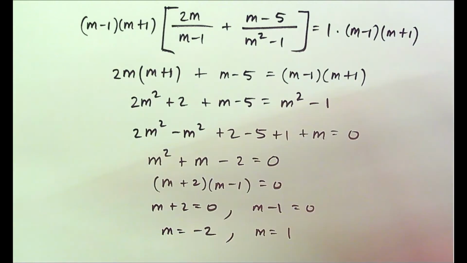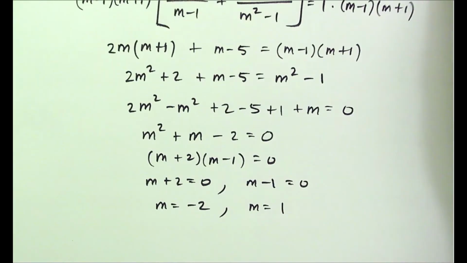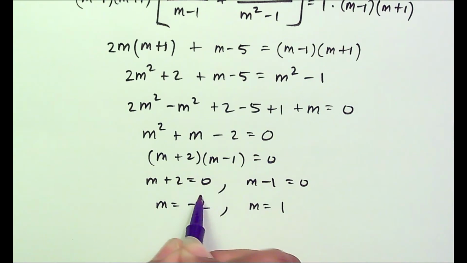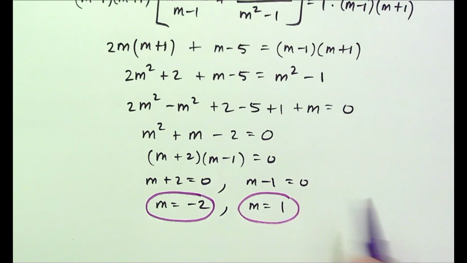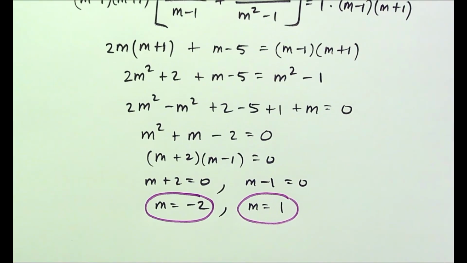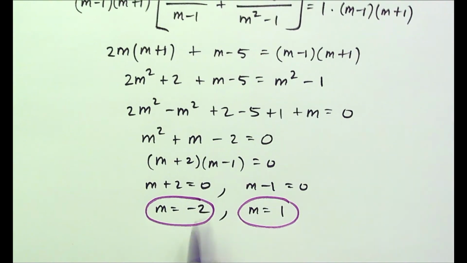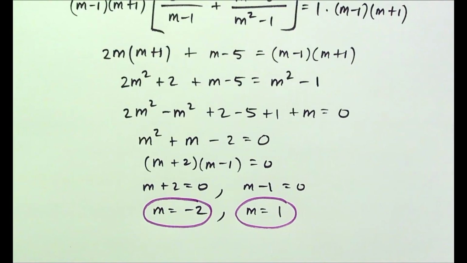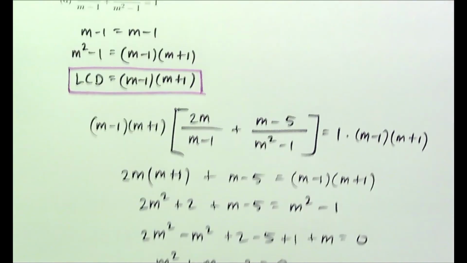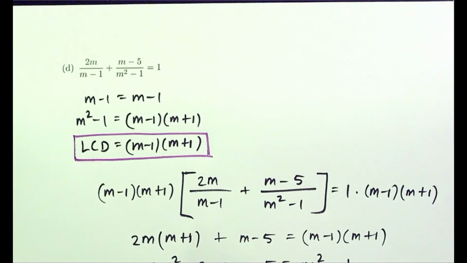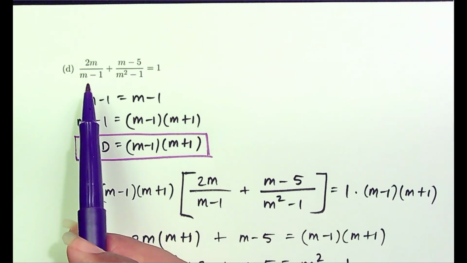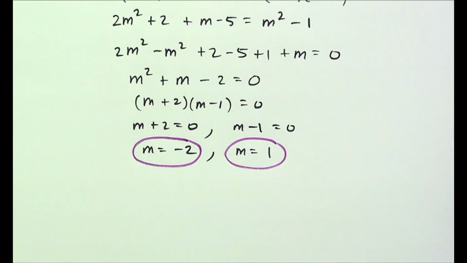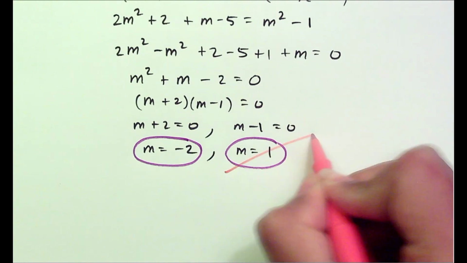So we have two solutions and we have to check both by plugging them into the original equation and see if any of the bottoms will become 0. Okay, so let's take a look. I'm going to start with the positive one because that's easier. M equals 1. So let's try m equals 1 in the original equation. If you plug in m equals 1 in the original equation, yes, that bottom becomes 0. So that is not allowed. That means m equals 1 is not a solution.